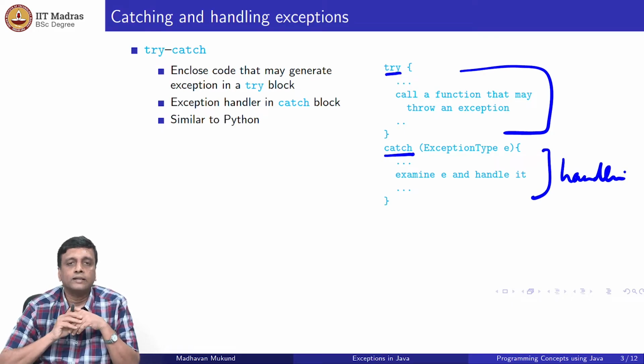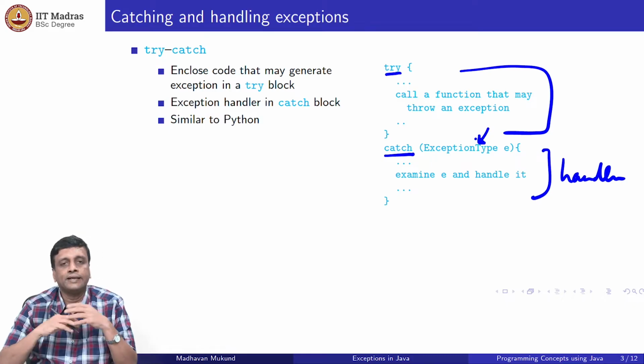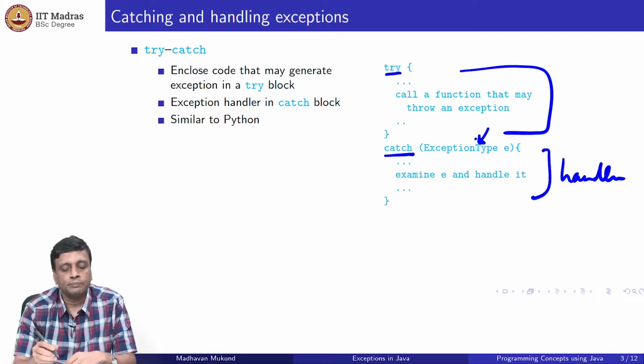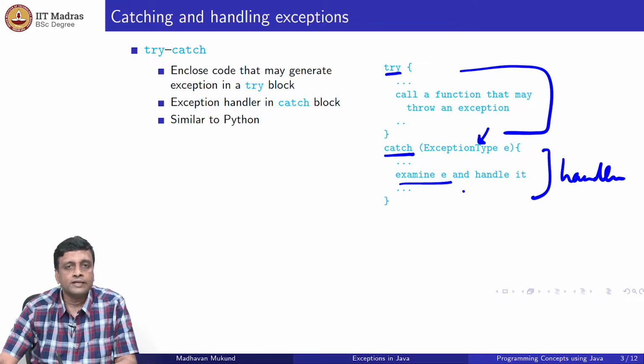So, this is the code that deals with the exception. It is like a function in some sense. It gets the exception that was caught by the try, which was generated by the try code, and then it tries to do something. You can examine that exception and do something to handle it. Python also has a similar structure, so this should be reasonably familiar to you.